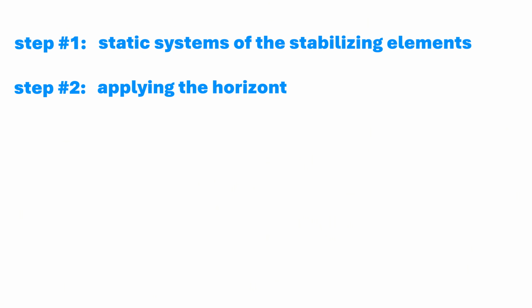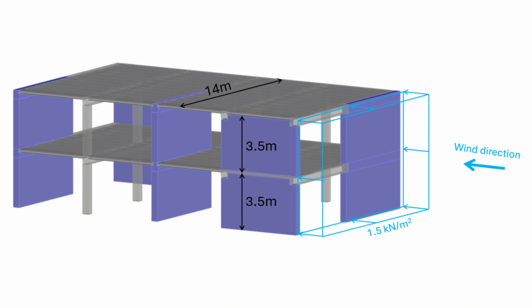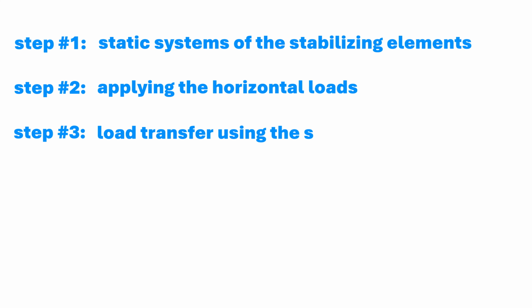Step 2, applying the horizontal loads. Let's say the design horizontal wind load on the facade is 1.5 kN per square meter as the total of wind load area D and E. In the horizontal load transfer, we can simplify and apply the total load on one side of the building.